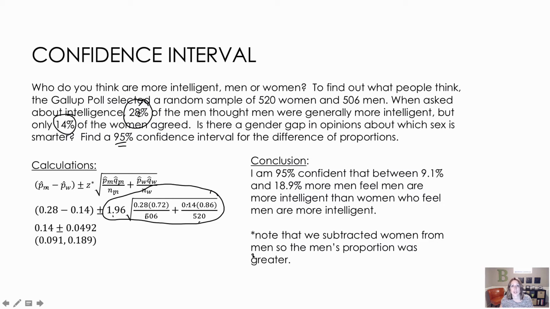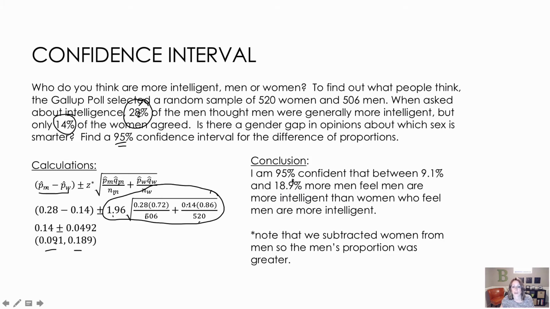Now pay attention to the conclusion here, because whatever order you put these in, that's going to help you to know how to write your conclusion. So what I was testing was the difference in opinion about intelligence between men and women, and notice I put men first. So the fact that this is a positive means that this is the range of the proportion of men who believe that men are smarter over women who think men are smarter.